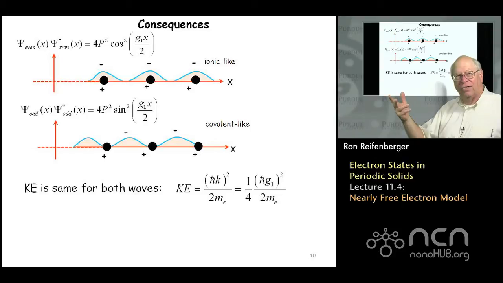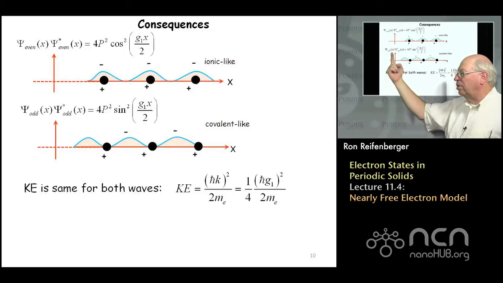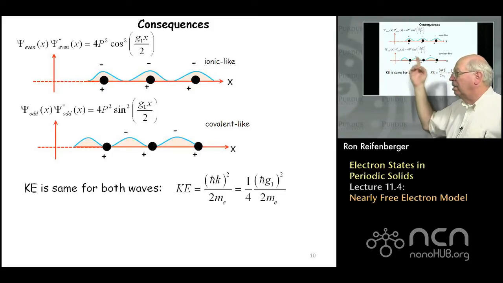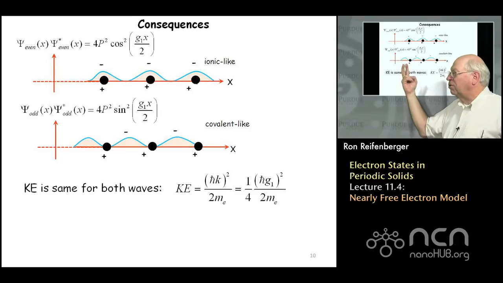It's interesting to contrast that to what happens when you take psi star psi for the odd wave function. Then you end up with a sine squared dependence, and that sine squared dependence actually shifts the electronic charge midway between the two positive ion cores. So the difference in these two wave functions is just a shift in the alignment of the electron charge distribution with respect to the positive lattice.